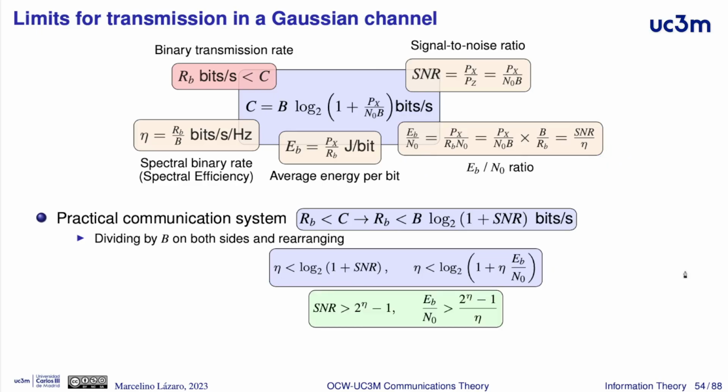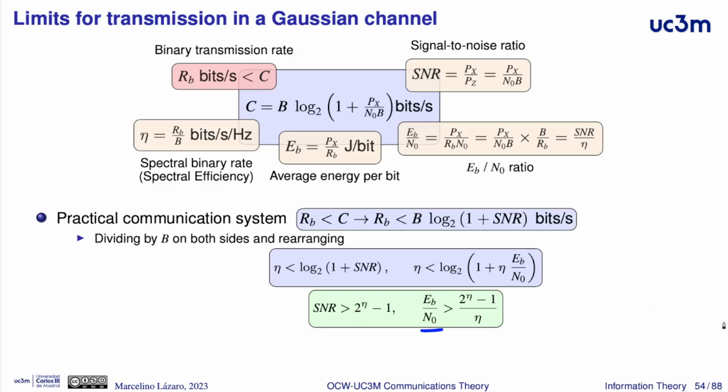If we get rid of the logarithms, taking 2 to the power the argument, then we can write these expressions. The signal-to-noise ratio must be higher than 2 to the power the spectral efficiency minus 1, or the constraint for the ratio between the mean energy per bit and N0. This ratio must be above 2 to the power the spectral efficiency minus 1 divided by the spectral efficiency.